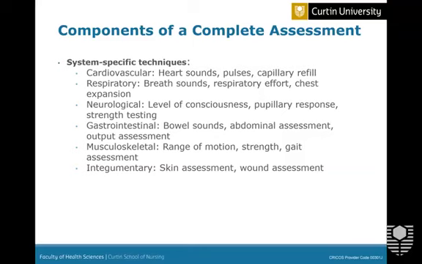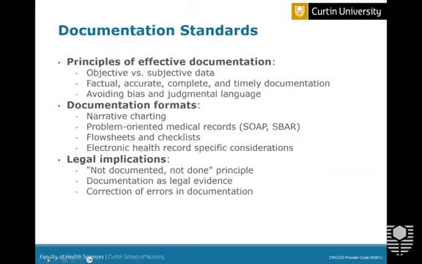So you'll find that when we're doing system assessments, we're actually gathering specific data that's going to tell us about that system. But remember that even if we're gathering specific physical data, we've already gathered that subjective history. We've asked, do you have any problems with cardiovascular effort, have you had any MIs, etc., etc. So then when we think about documentation standards, we're really looking at the principles of effective documentation.